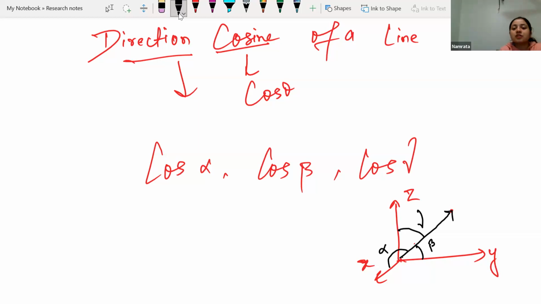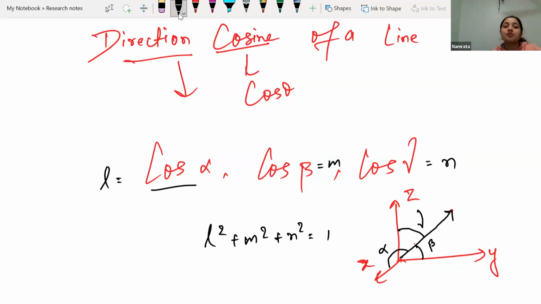Now there is a relation. We also represent this cos alpha as L, this cos beta as M, and this cos gamma as N. And there is one relation between these, or we can say there is one relation between L, M, and N. That is L square plus M square plus N square is equal to 1. Now on the basis of this concept, we will be solving a few questions. Let's solve those questions, then we will move ahead with the next concept.